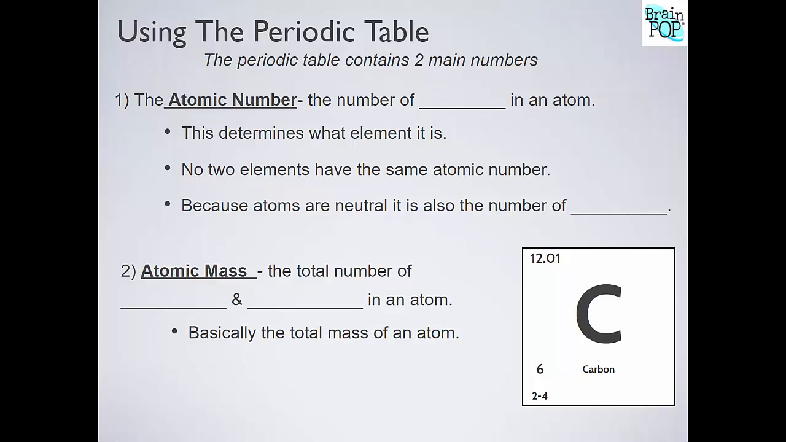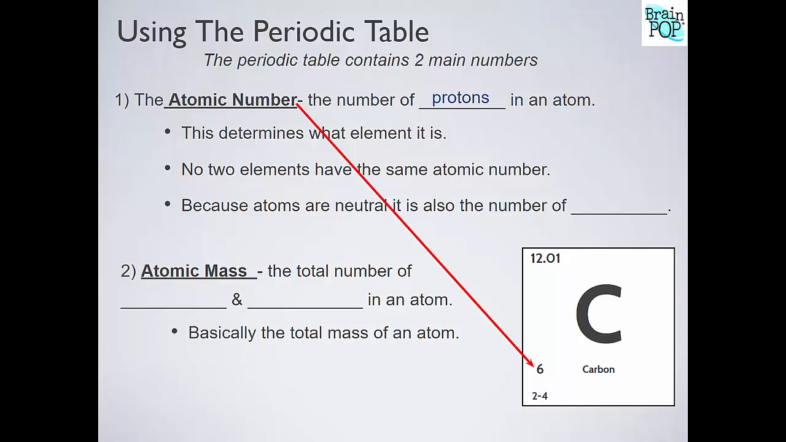So let's talk about how we use the periodic table. This is what you're going to have to do in your homework. Most of the time, you're going to be referring to the two main numbers in the periodic table entry, the atomic number and the atomic mass. So this is the periodic table entry for carbon. Symbol C. Atomic number 6. Atomic mass 12.01. The atomic number here, the whole number, what it's telling you is how many protons there are in one atom of carbon.